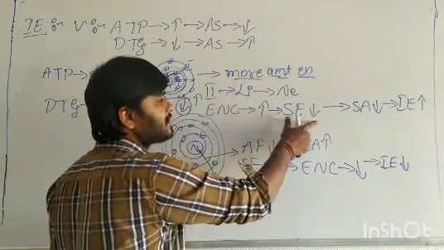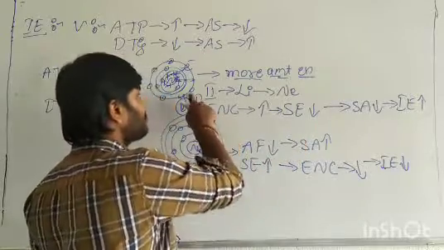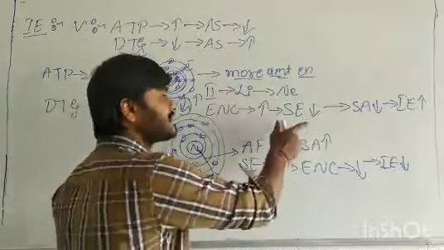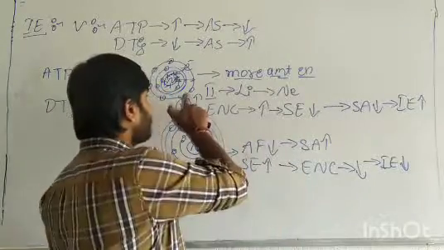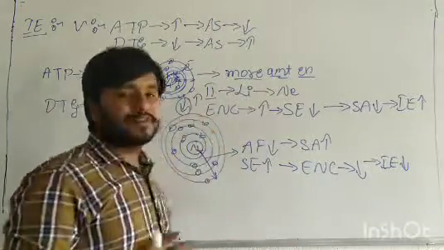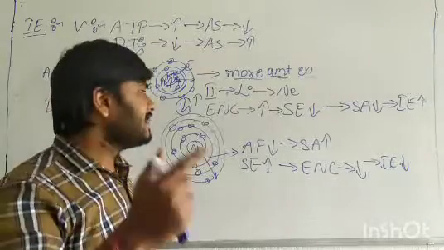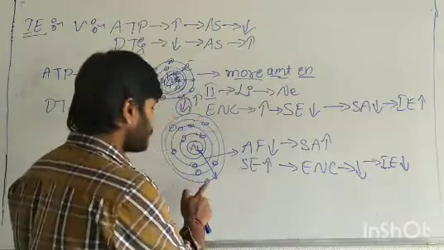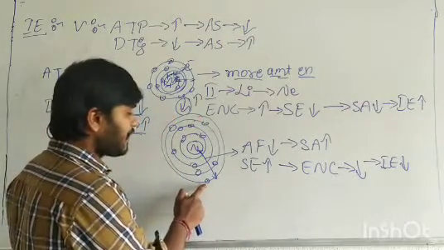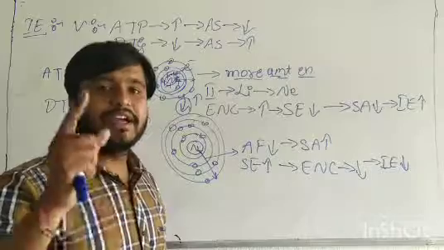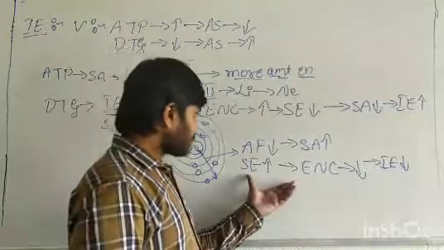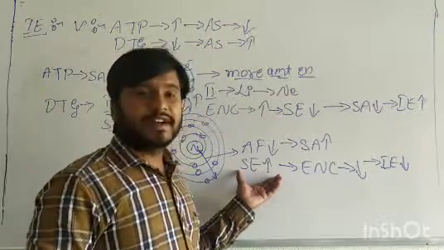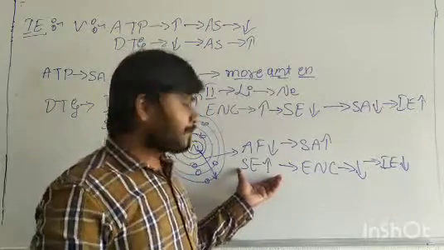When screening effect is less, the effective nuclear charge experienced by the outermost electron is always high. When screening effect is more, the effective nuclear charge experienced by the outermost electrons will always be less. I already told you that effective nuclear charge and screening effect are inversely proportional.